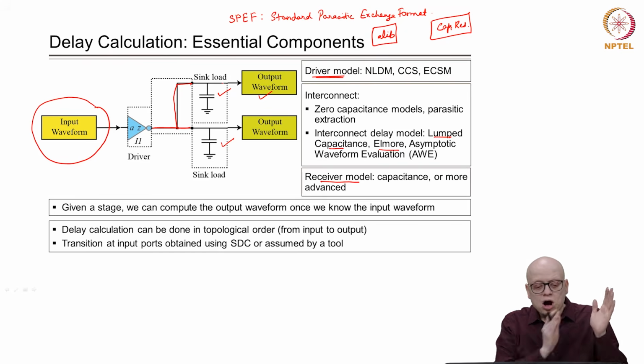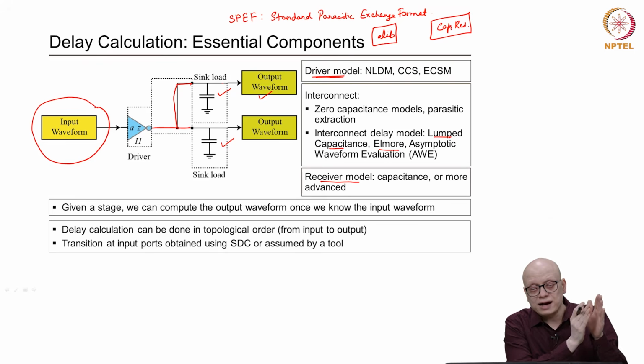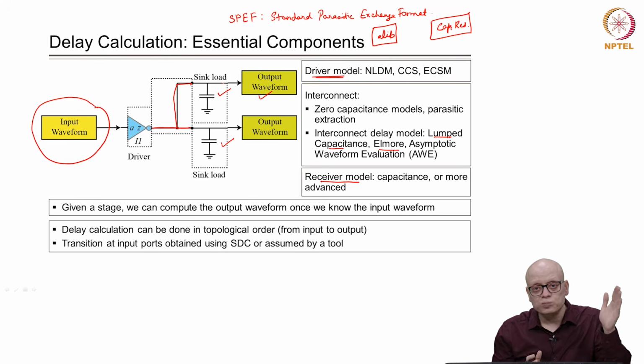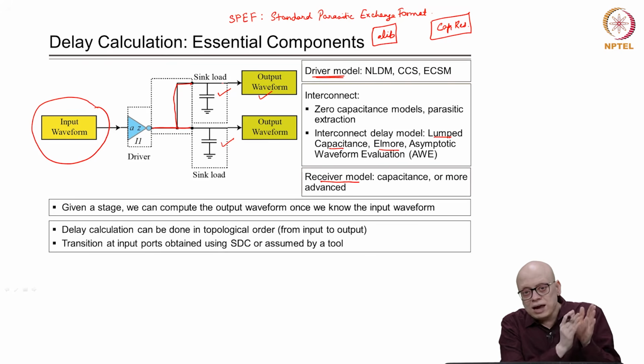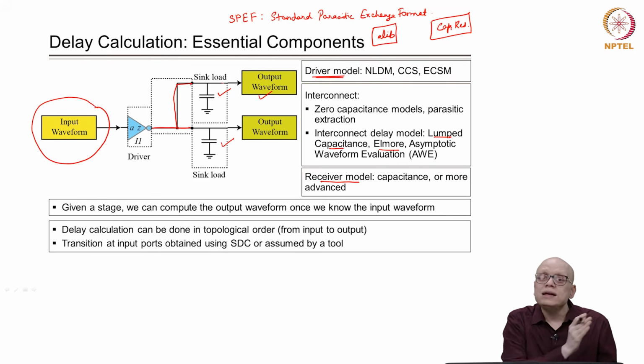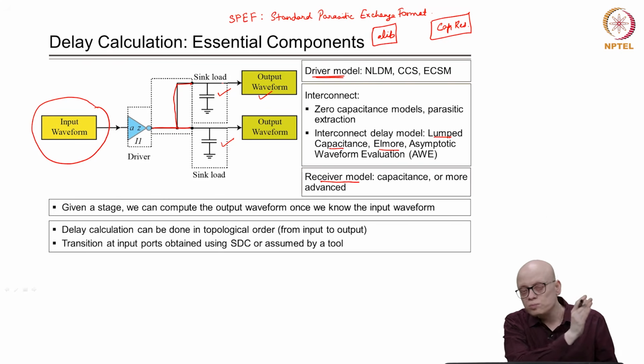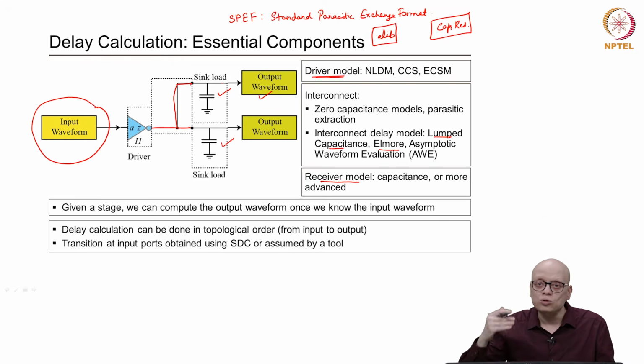However, using that information of the input waveform at the stage directly connected to the input port, the output waveform of the subsequent stages can be computed in a topological order. So, that is how the delay calculation is done. Starting from the input port, it moves forward in the fan out of the circuit and goes on performing delay calculation stage by stage.